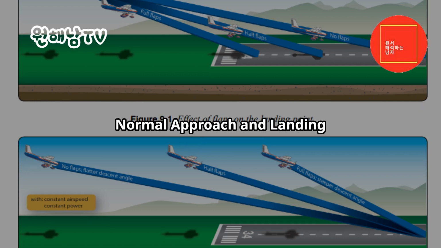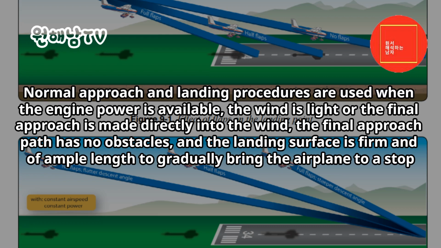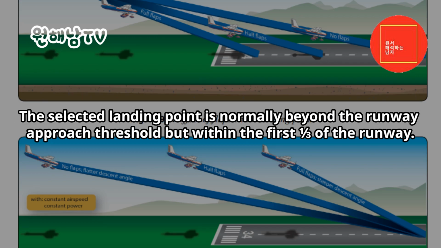Normal approach and landing. Normal approach and landing procedures are used when the engine power is available, the wind is light, or the final approach is made directly into the wind. The final approach path has no obstacles, and the landing surface is firm and of ample length to gradually bring the airplane to a stop. The selected landing point is normally beyond the runway approach threshold but within the first one-third of the runway.